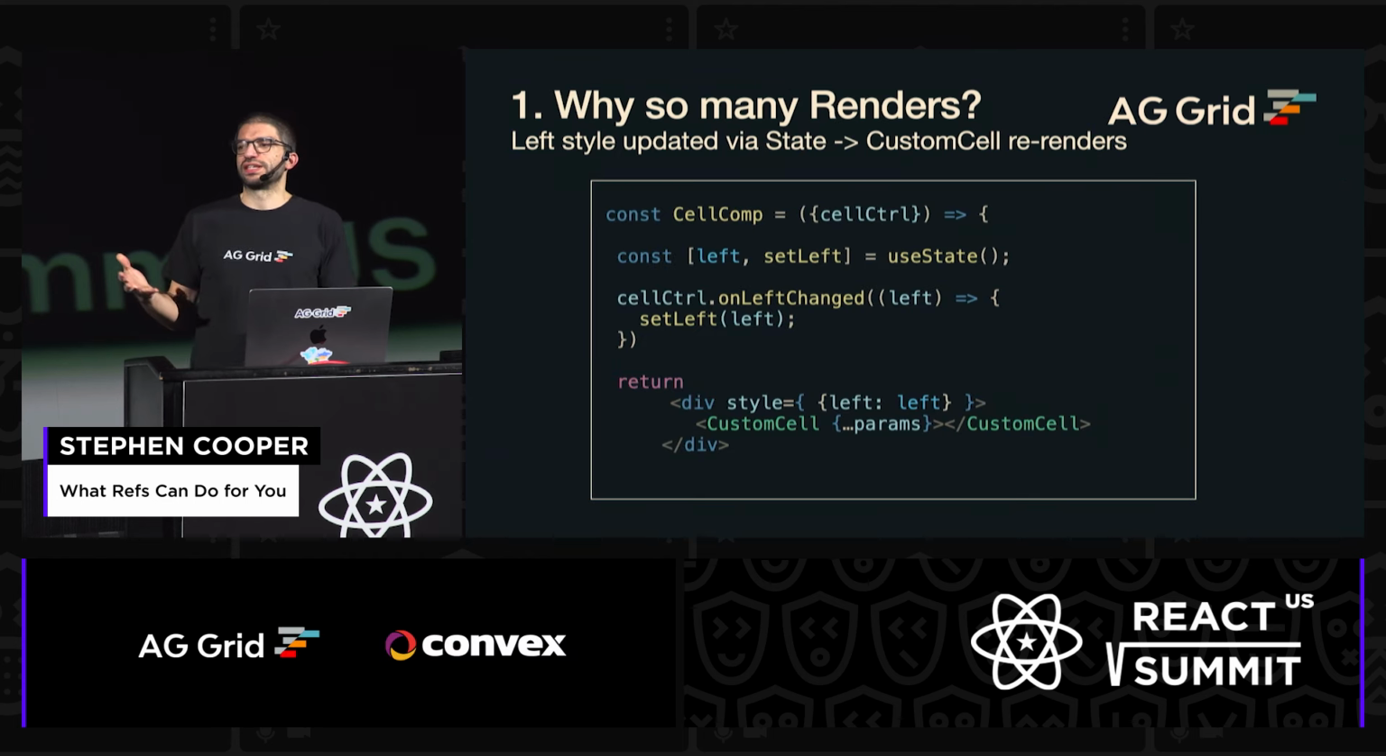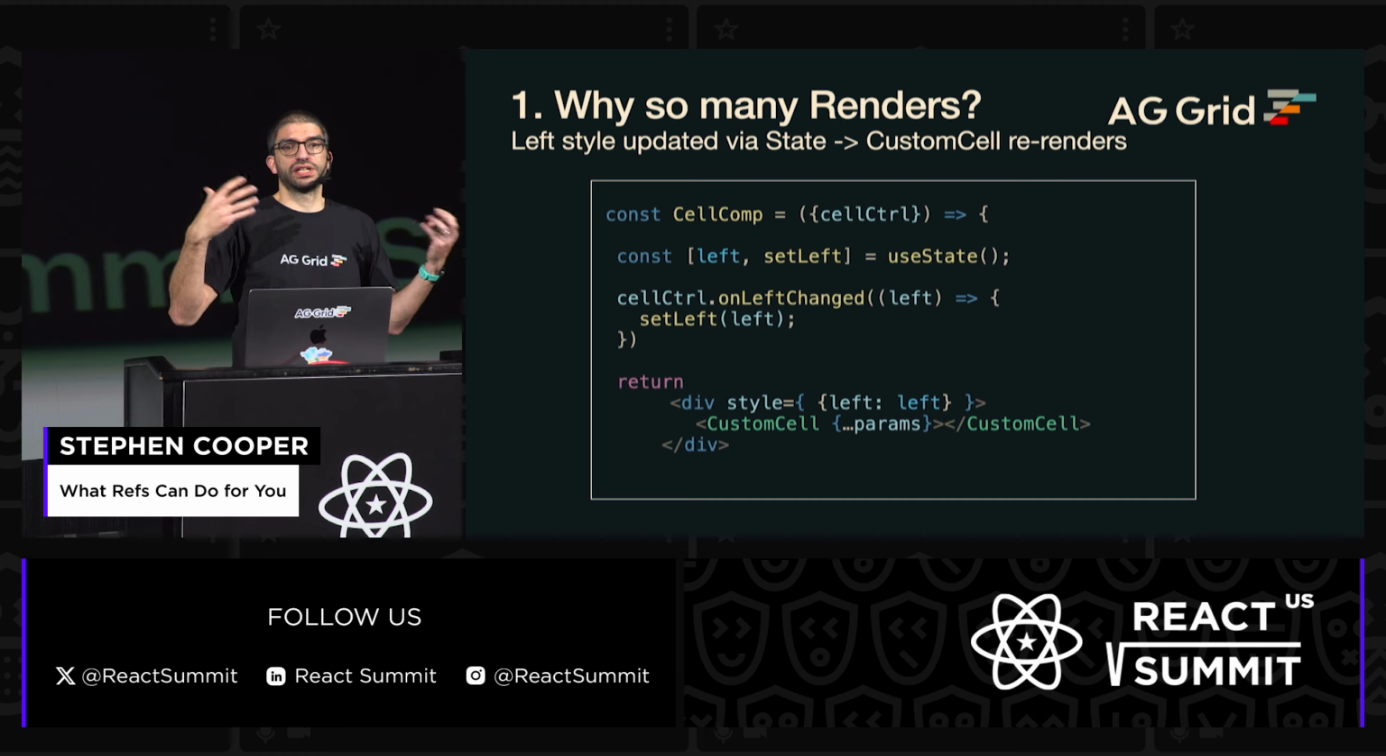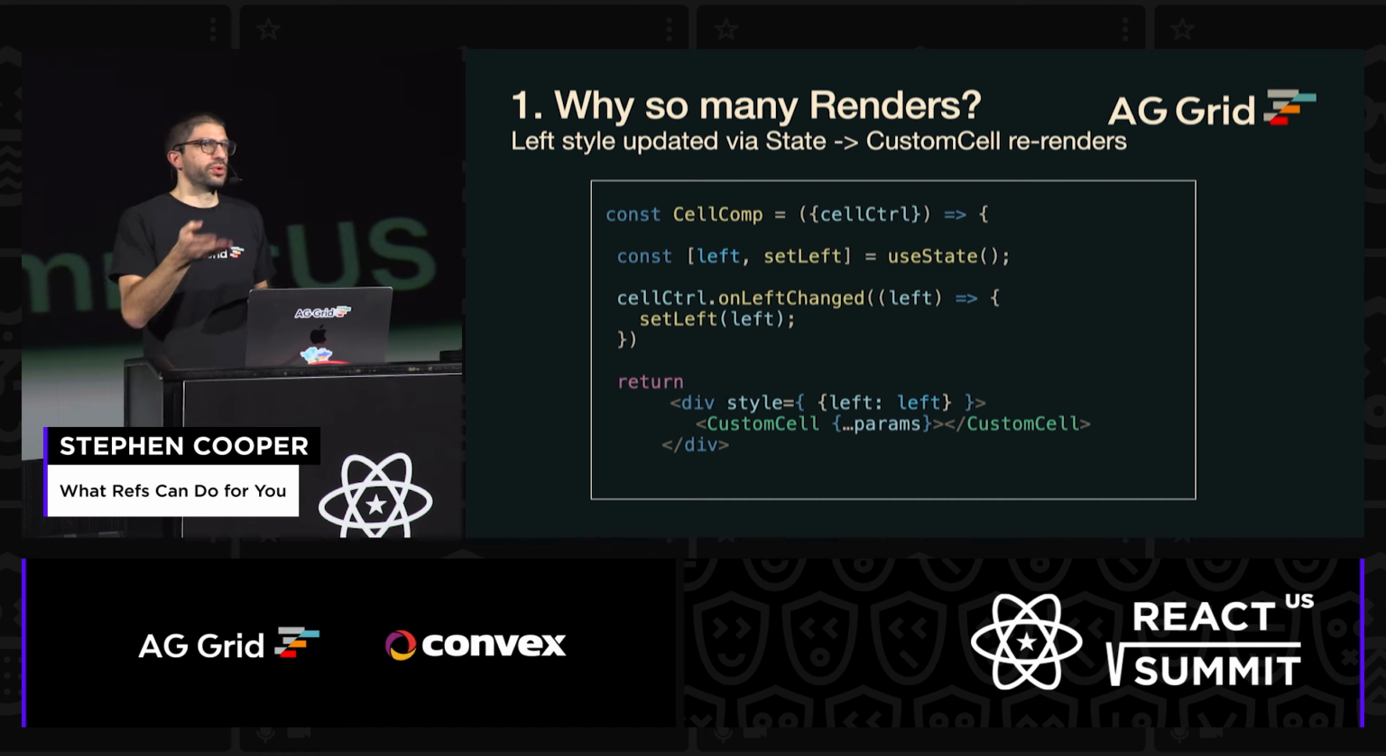So if we quickly look at this and say, OK, well, why is this component rendering so much? Now, in our cell component, we were setting the style via the state property. So we've got left here. So our cell controller, which is what controls where all these columns are, was saying the left position is changing. And that's what you would expect.